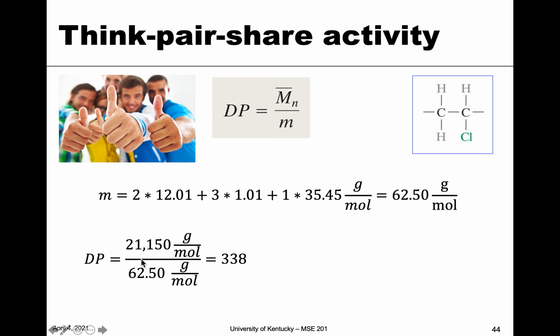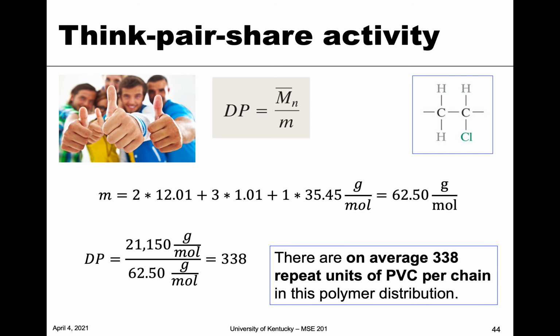And so if we divide those, 21,150 grams per mole divided by the 62.5 for the repeat structure, we get the average degree of polymerization, the average number of repeat units is going to be 338. So that's telling us for the average chain of PVC in this material, there's an average of 338 repeat units for that chain in this distribution. Obviously, there's some with more, some with less, but this is the average. So that's what this DP, or degree of polymerization, gives us for polymers.